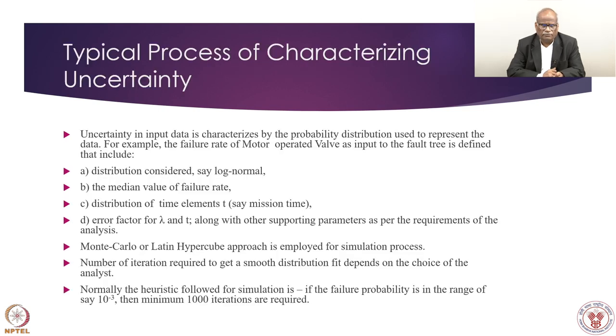Now, how to characterize the uncertainty? The process is like this. Uncertainty in input data is characterized by the probability distribution used to represent the data. For example, the failure rate of a motor operated valve as input to the fault tree is defined. So here we are trying to understand the procedure. The distribution is considered, say, log normal. The median value of the failure rate, so these two become an input. Then the error factor for lambda and T, along with the supporting parameters as per the requirement of the analysis.